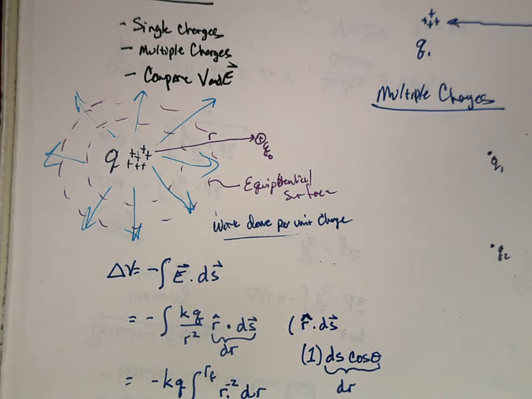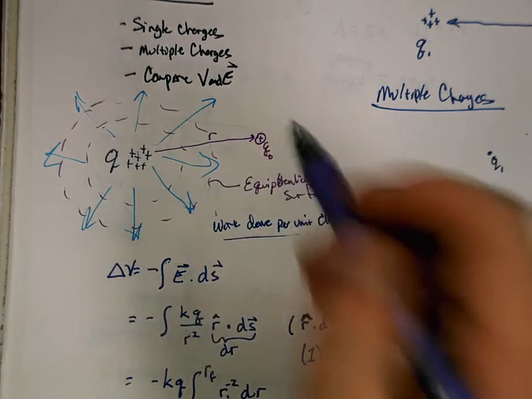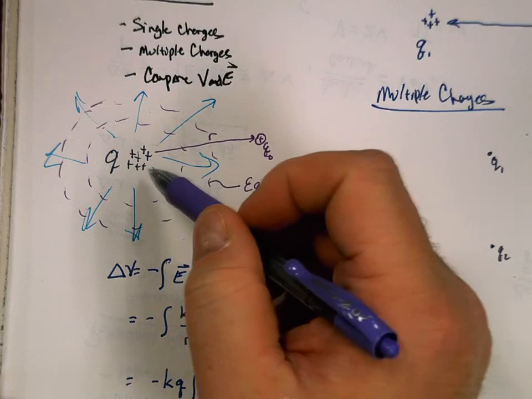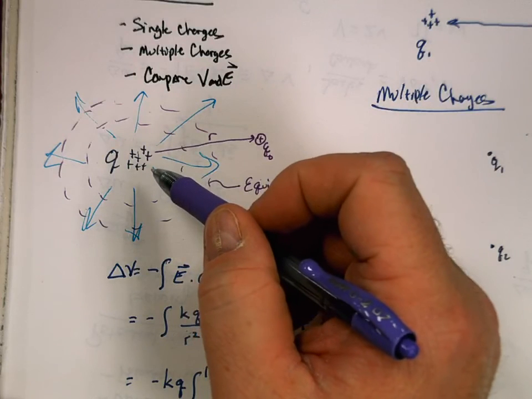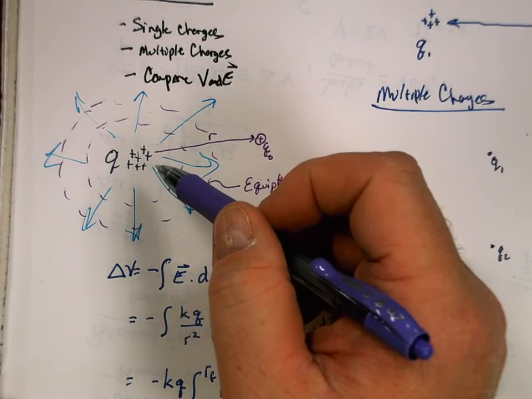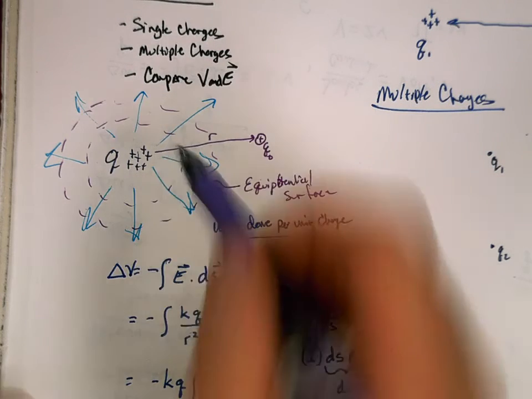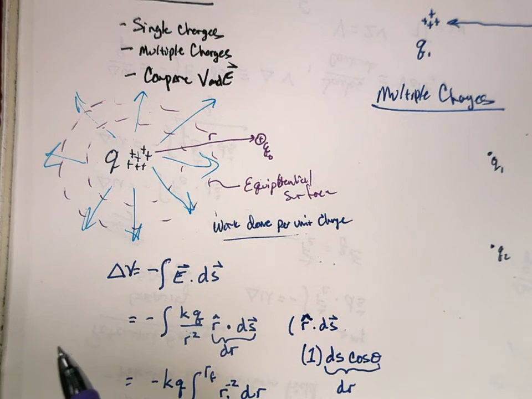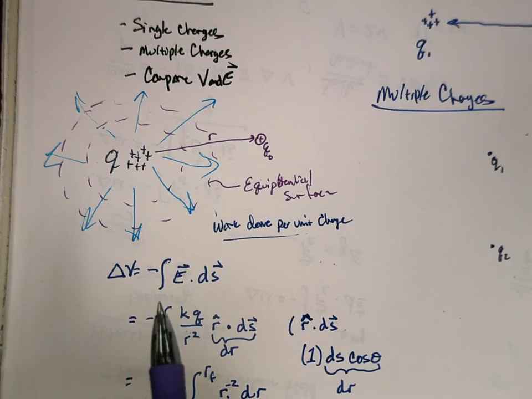And the really cool thing is, all of these field lines coming out of this point charge are radial, right? All of the electric field lines are in the direction of r hat. Any equipotential surface is perpendicular to r hat at any particular point. That makes sense? Yes. Okay.